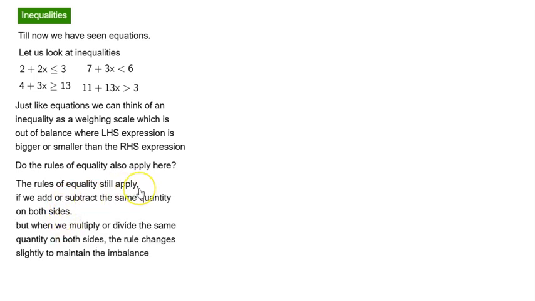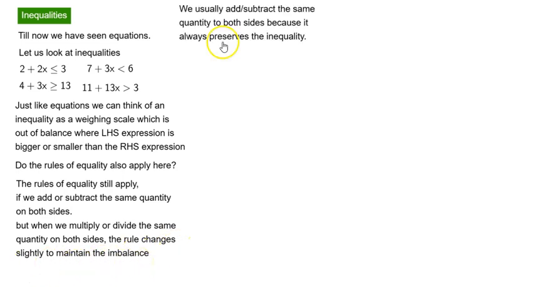Now, the rules of equality still apply if we add or subtract the same quantity on both sides. But when we multiply or divide the same quantity on both sides, the rule changes slightly to maintain the imbalance. We usually add or subtract the same quantity to both sides because it always preserves the inequality. So basically, by adding and subtracting the same quantity to both sides, we can guarantee that the inequality is maintained.